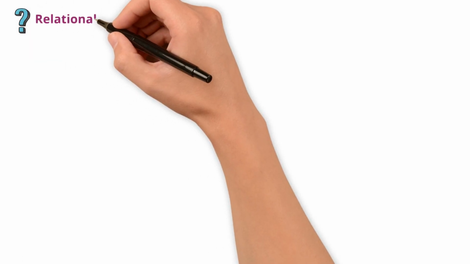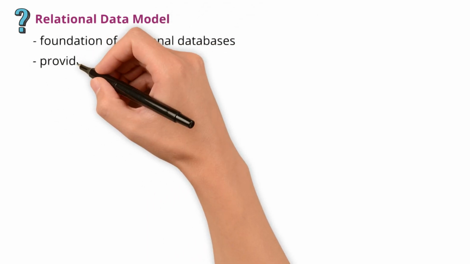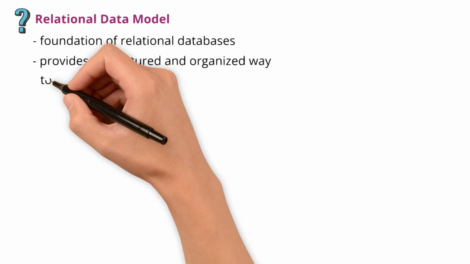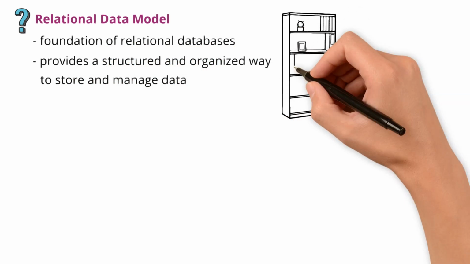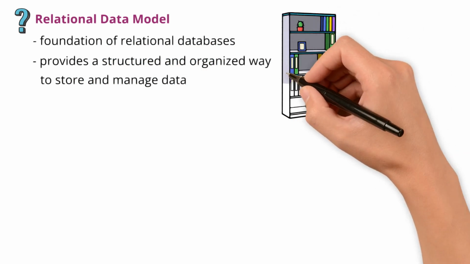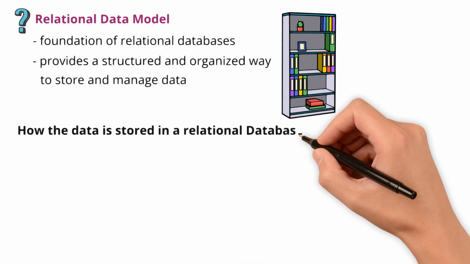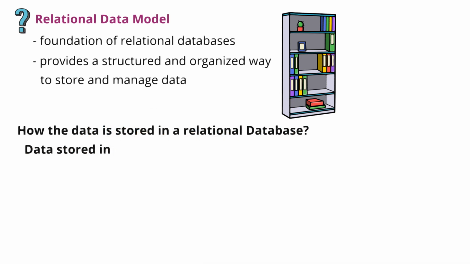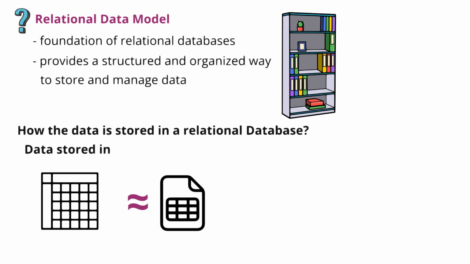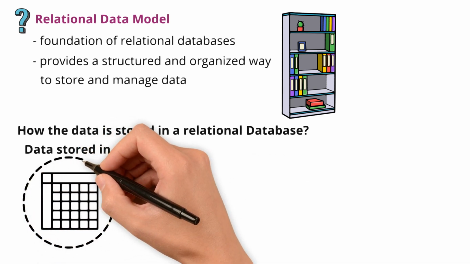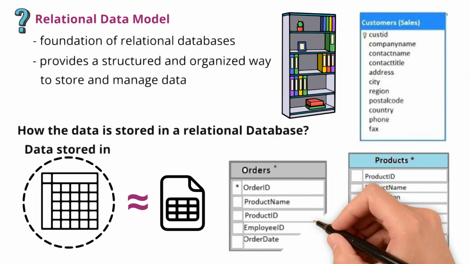What is the relational data model? It is the foundation of relational databases and provides a structured and organized way to store and manage data. It's like a well designed library with clear sections and a catalog system for easy access. Let's see how the data is stored in a relational database. Data is stored in two-dimensional tables, similar to spreadsheets. Each table represents a specific category of information. Example, customers, products, orders, etc.